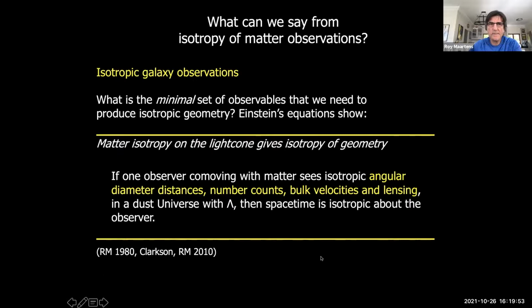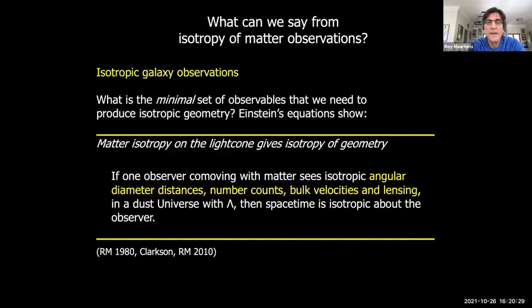Well, what about isotropy? What can we say about the space-time if matter observations are isotropic? This result comes from the analysis which led to the previous general discussion on the previous slide. The minimal set of observations that you need to prove isotropy on the light cone and isotropy of the geometry inside the light cone and to the future of the light cone, if you assume that isotropy persists in time, gives me this following result.